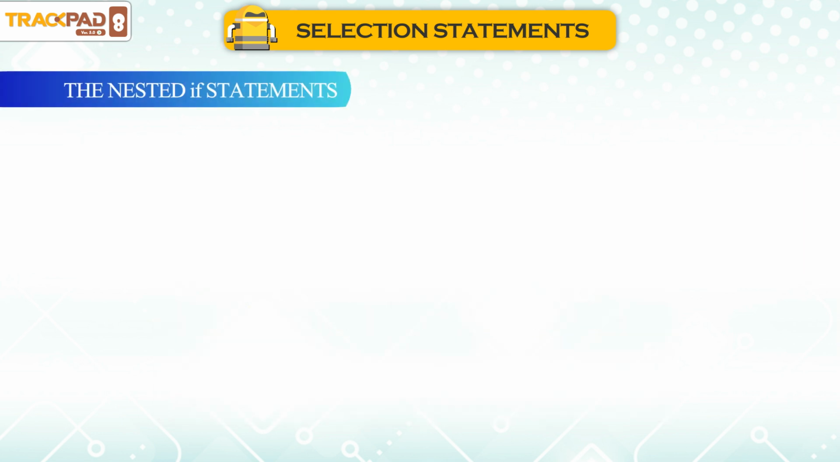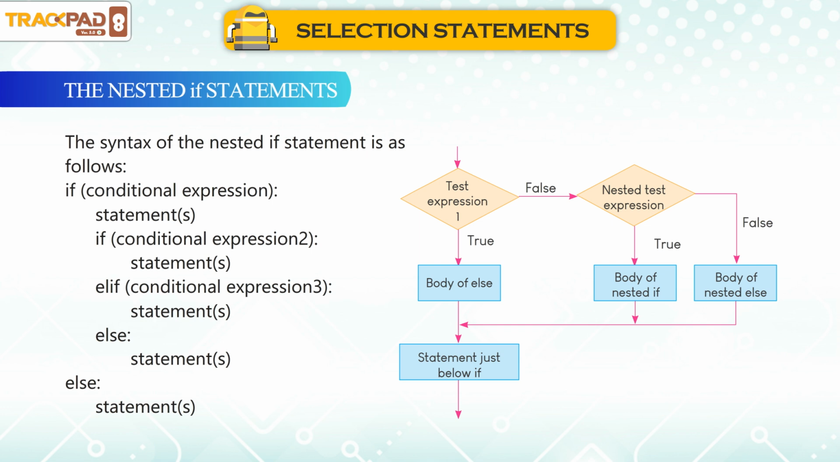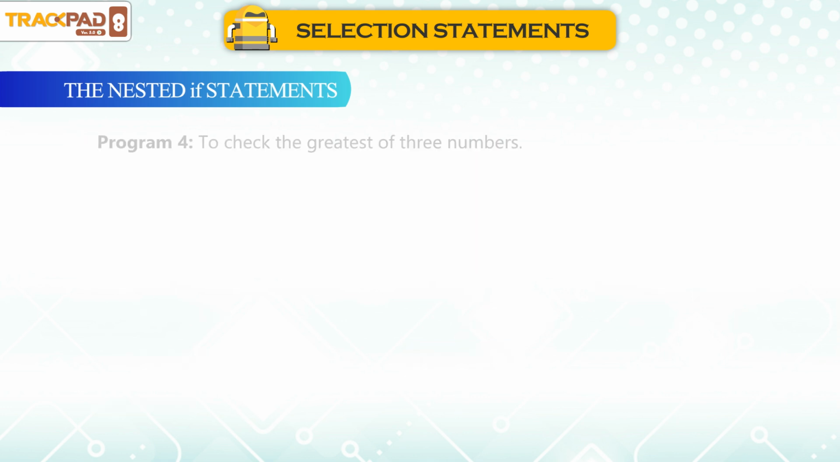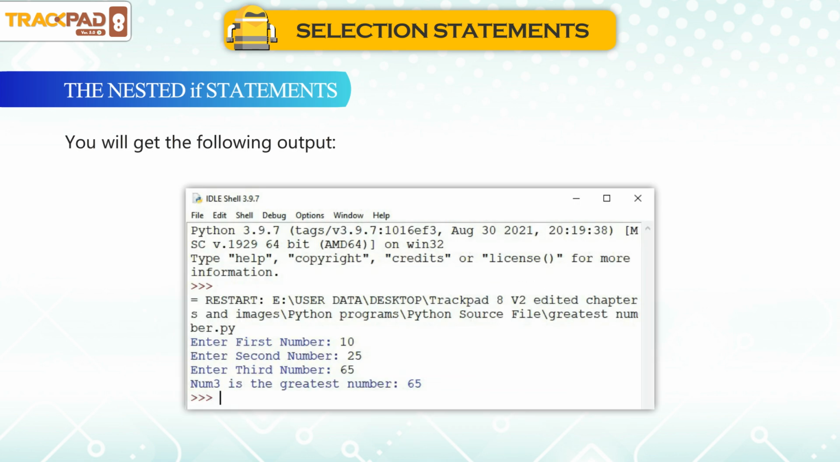The nested if statements. Nested if statements mean if statements are placed within another if statement. Python allows us to write an if statement within another if statement. The syntax of the nested if statement is as follows. If conditional expression 1 statements. If conditional expression 2 statements. Elif conditional expression 3 statements. Else statements. Else statements. Program 4. To check the greatest of three numbers. You will get the following output.